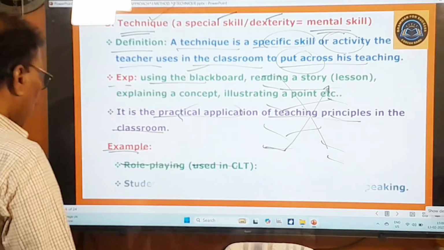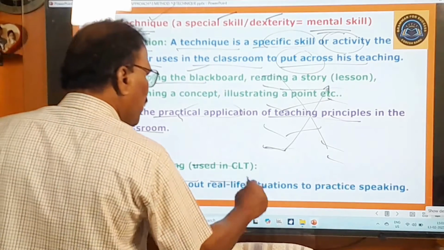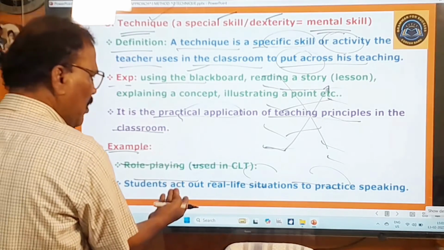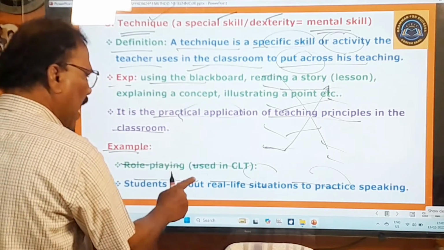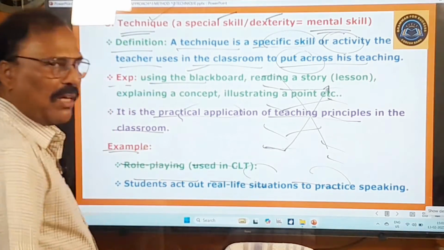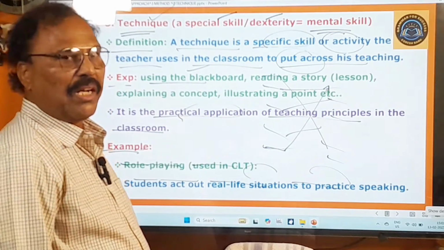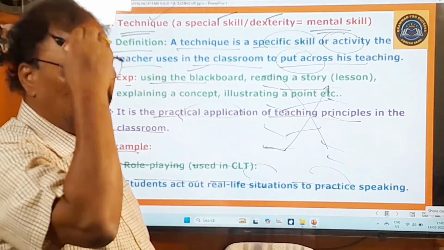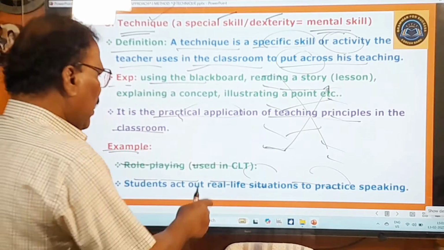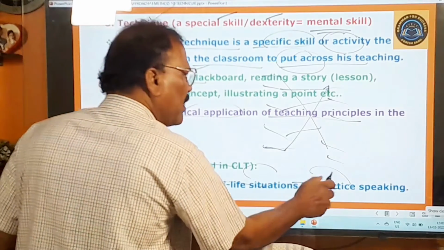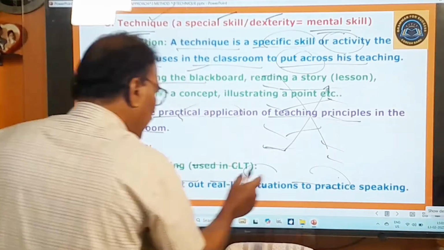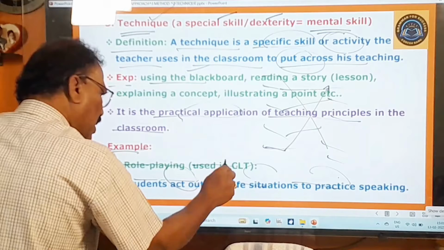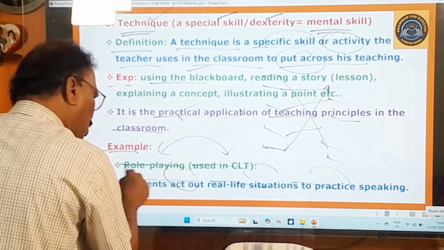Right? And here students act out real life situations to practice speaking. So role play means this is only that the meaning is given here. Students act out real life situations. Restaurant situation is there, and railway booking center is there, or some bus station is there. Many things are there. Okay, and many real life situations to practice speaking. In order to practice speaking, they act out real life situations. This will take place in communicative language teaching. That's called role play.